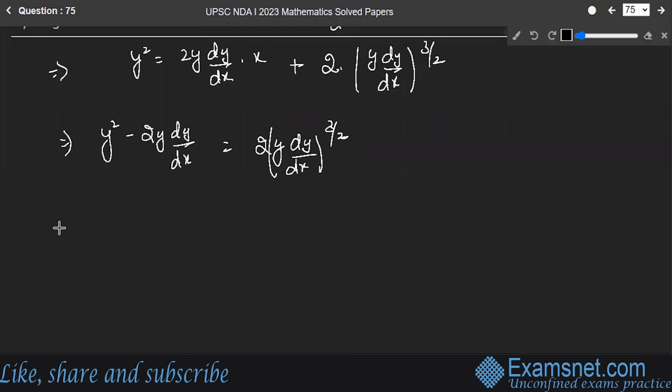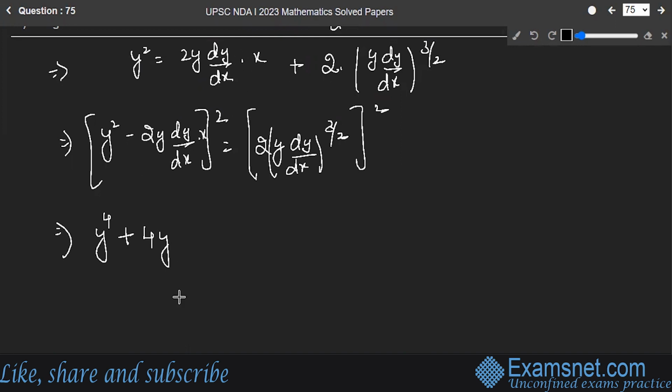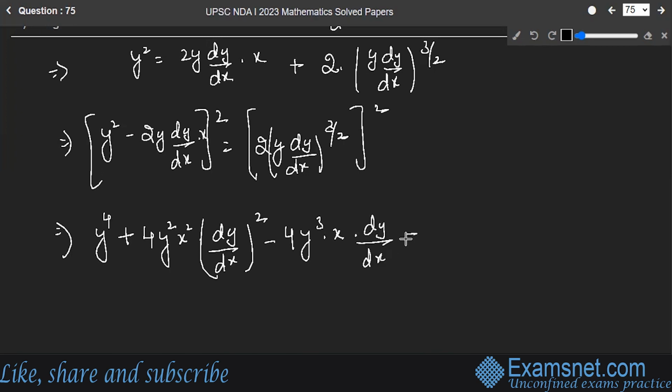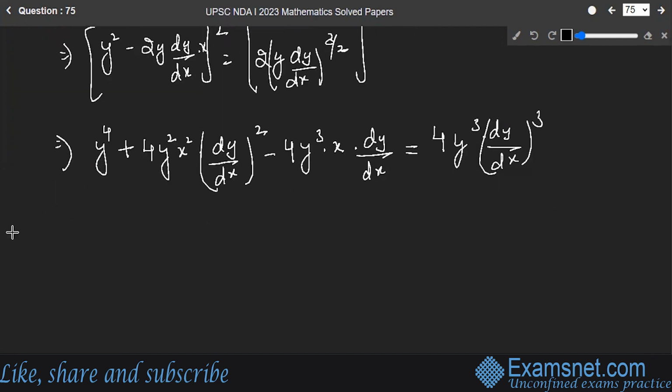Squaring both the sides, you will get y raised to power 4 plus 4y square x square into dy by dx square minus 4y cube into x into dy by dx is equal to 4y cube into dy by dx cube. Here I missed x again. All right, let's bring it on the left hand side. This will be minus and this will be equal to 0. Therefore, the degree is equal to 3.